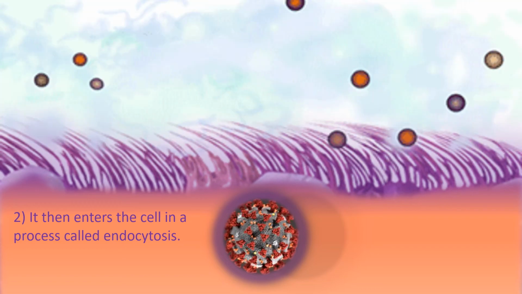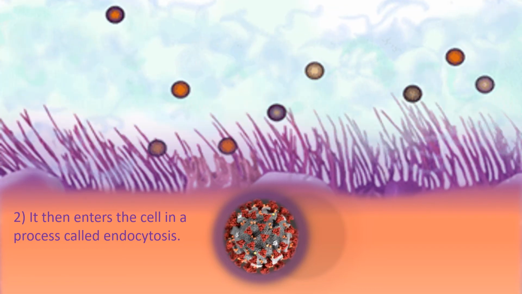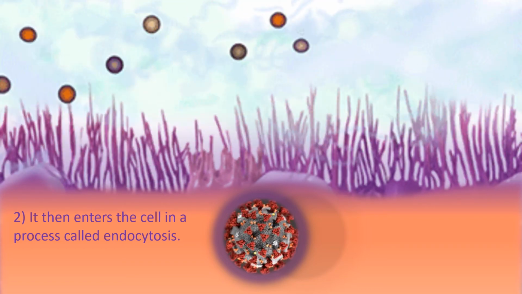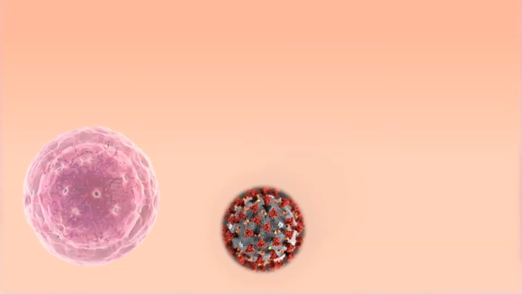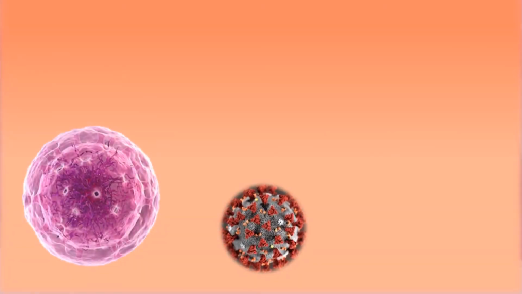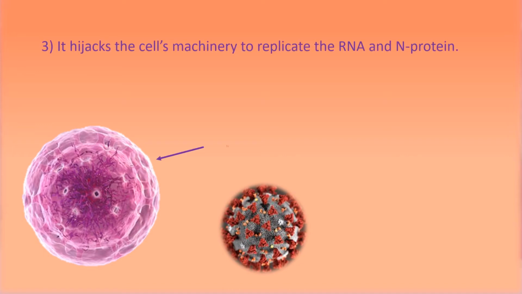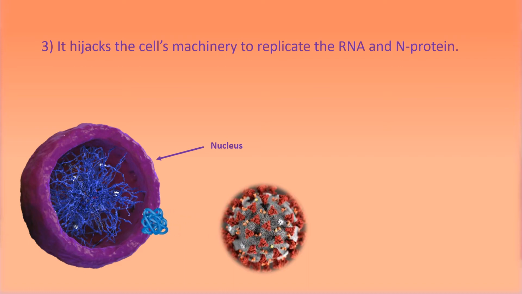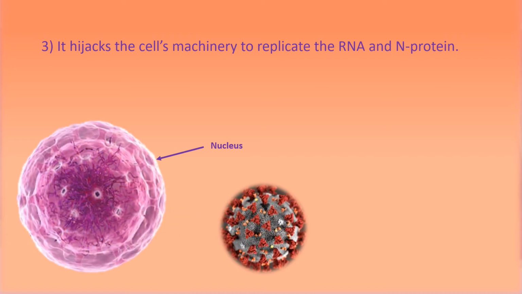Endocytosis is the process of taking in large molecules into a cell by engulfing them in a membrane. When the virus finally makes its way inside the cell, it reveals its genetic information and hijacks the cell's machinery to replicate the RNA and N protein. The cell's machinery is basically its nucleus.